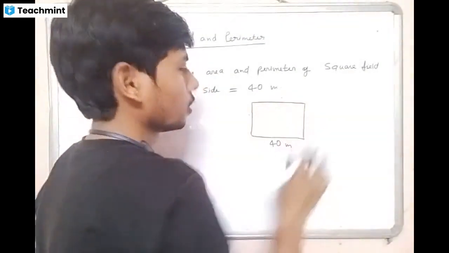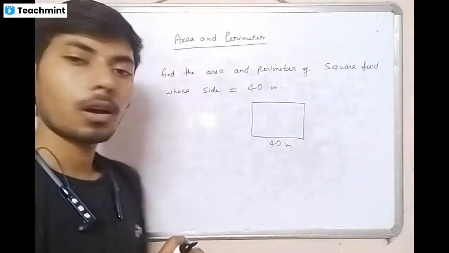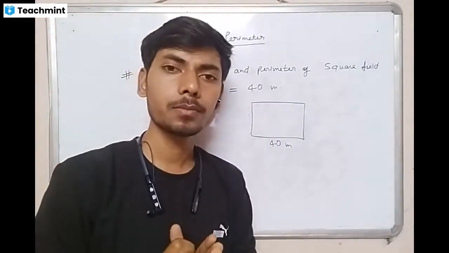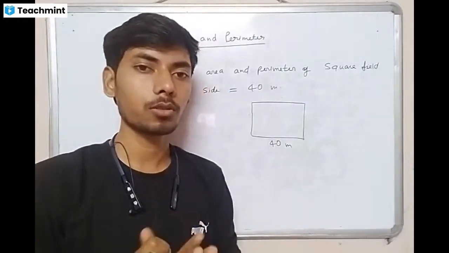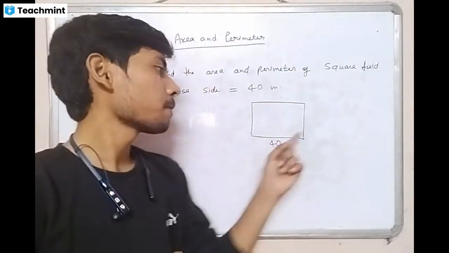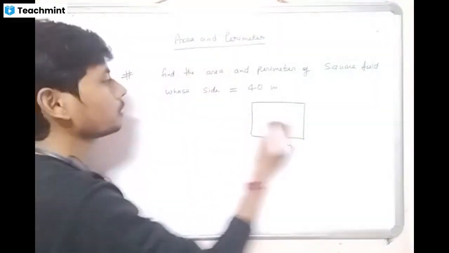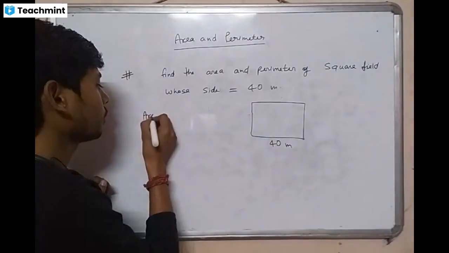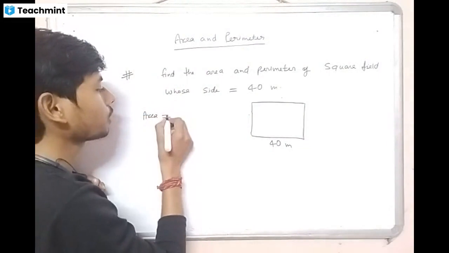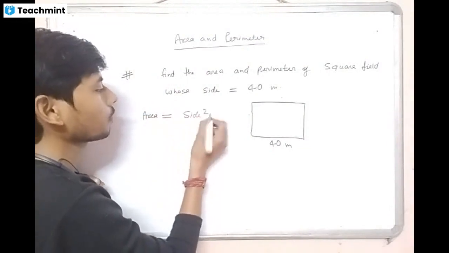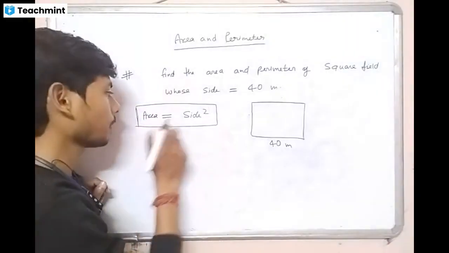Okay. So before this, I hope I have discussed... No, I have not discussed this. So in a square, all sides are equal. Then the formula of area of a square: the formula of area of a square is equal to what? Side square. You can note down this formula for a square, that is side square.